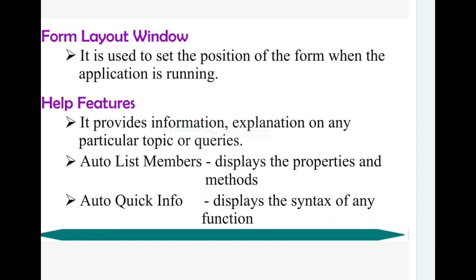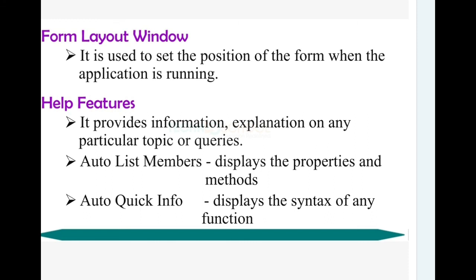It is used to set the position of the form when the application is running. Help features. Yes, what is a form layout window? When you execute your program in the output screen, you can set its position. On the left side you want to present your output, or right side, or top of the screen you want to present the output. We can minimize and maximize the screen. This is the form layout window.